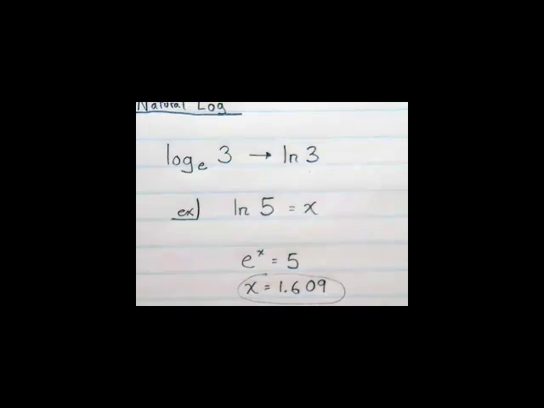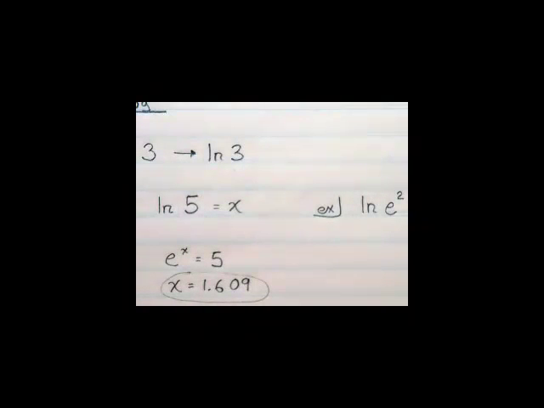Okay. Now, believe it or not, there are some natural log questions you can do in your head. They have to be very specific, though. Like if you had the natural log of e squared. Okay, think about how you would do this. You would set it equal to x, right? And then try to turn it into an exponential.